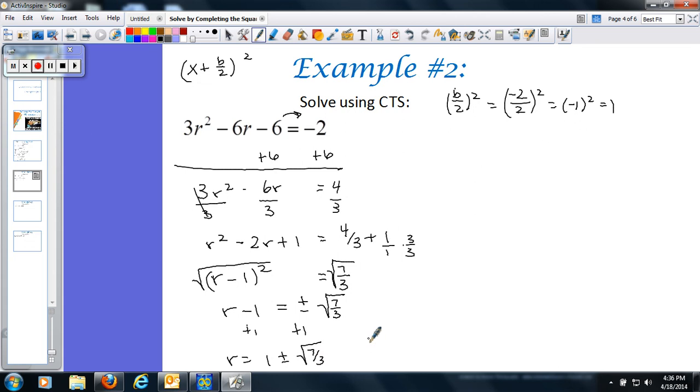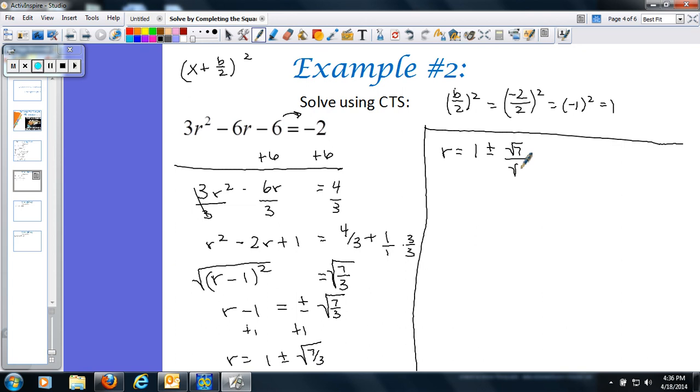Now, I am not done, because if you remember, you're not allowed to have a radical or a fraction under a radical, because you're not allowed to have a radical in the denominator. Okay? So, I'm going to go ahead and move this. I'm going to block it off so I can do some work here. So now I have r equals 1 plus or minus. Whenever you have a fraction, you split it, so it's the square root of 7 over the square root of 3.